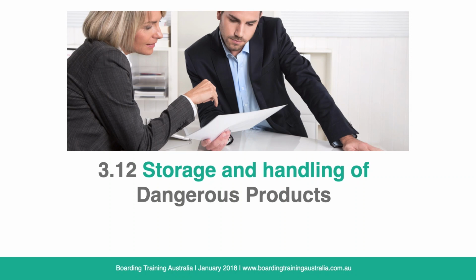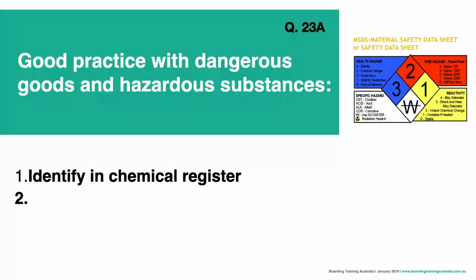How are we keeping them safe, storing them, and also handling them? What are some of the good practices around storage and handling of dangerous products? So the first thing is that we need to identify the dangerous goods or hazardous substances that we're dealing with. So these need to be identified in a chemical register.